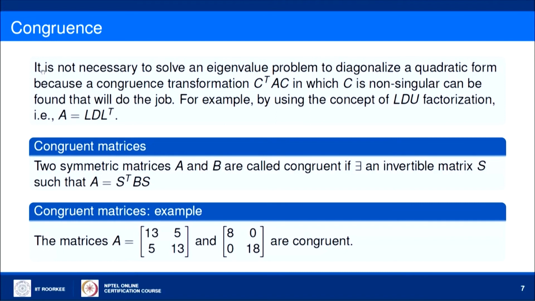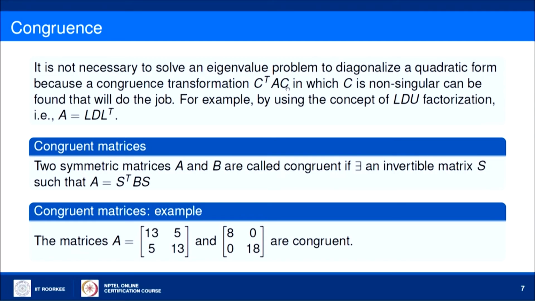Now, let us see another application of quadratic forms. It is not necessary to solve an eigenvalue problem to diagonalize a quadratic form, because when you perform the diagonalization of the associated quadratic form and the corresponding matrix, you need to calculate eigenvalues and then eigenvectors. So, it will take a lot of computation. The alternative is a congruence transformation C transpose A C, in which C is a non-singular matrix that can be found, that will do the same job.